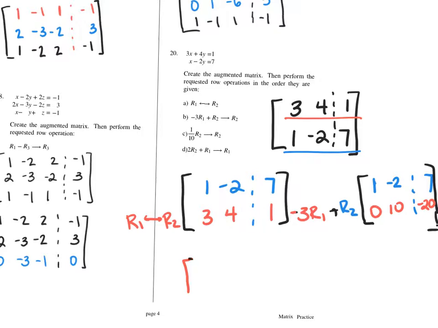So now we're going to do this. First row stays the same. 1, -2, 7. But the second row, we're going to multiply everything by a 1/10. Because that's going to give us a 1 in this position right here. And so 0 times 1/10, 0. 10 times 1/10, 1. And -20 times 1/10, the -2. So look what we've done. We've gotten this to where we know that the x2 variable is equal to -2.